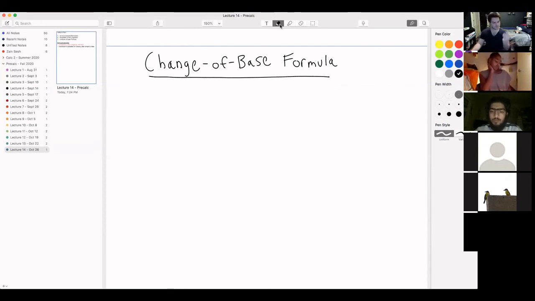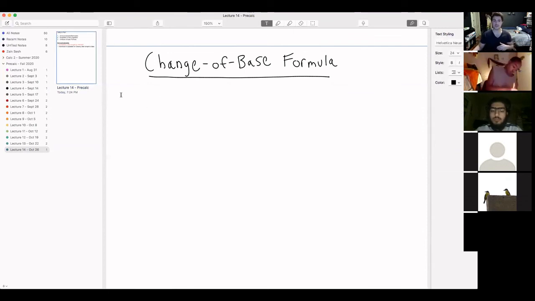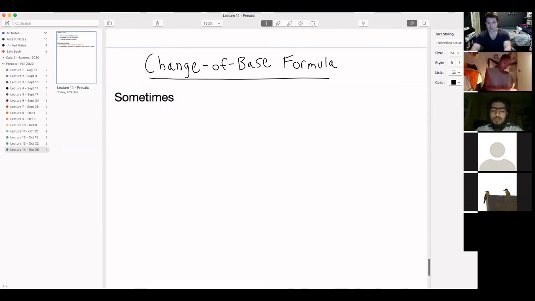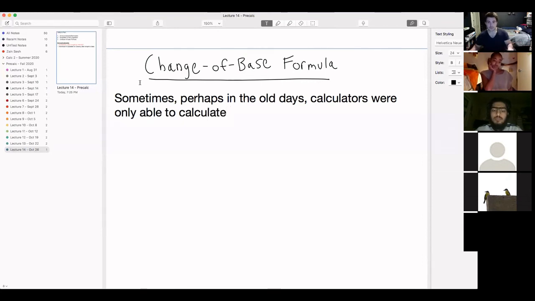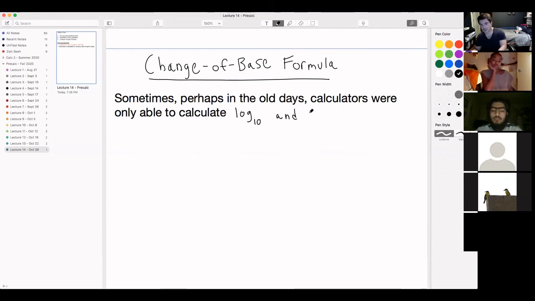Okay, good. So let me just write out a quick description of what the change of base formula is. Perhaps in the old days, calculators were only able to calculate log base 10 and log base e, ln. So that was, I guess, a long time ago.